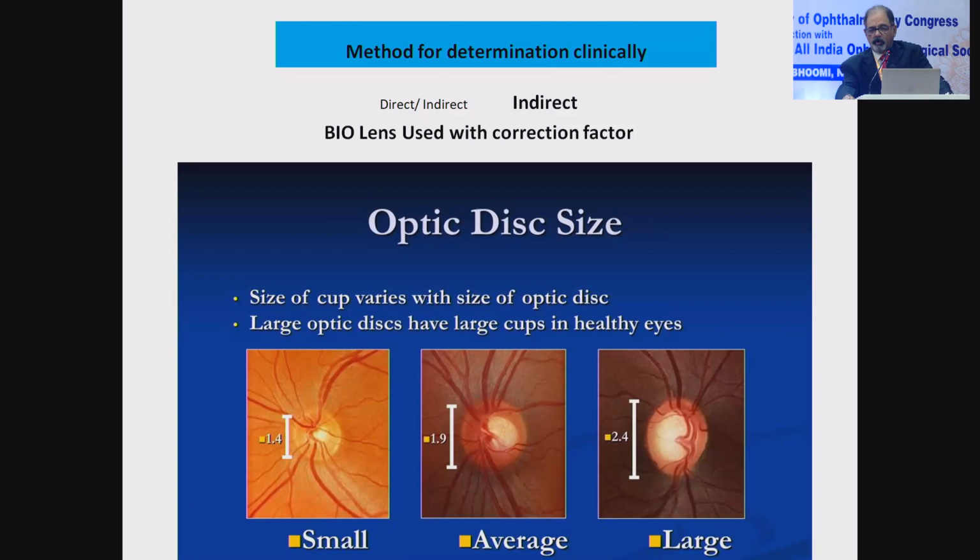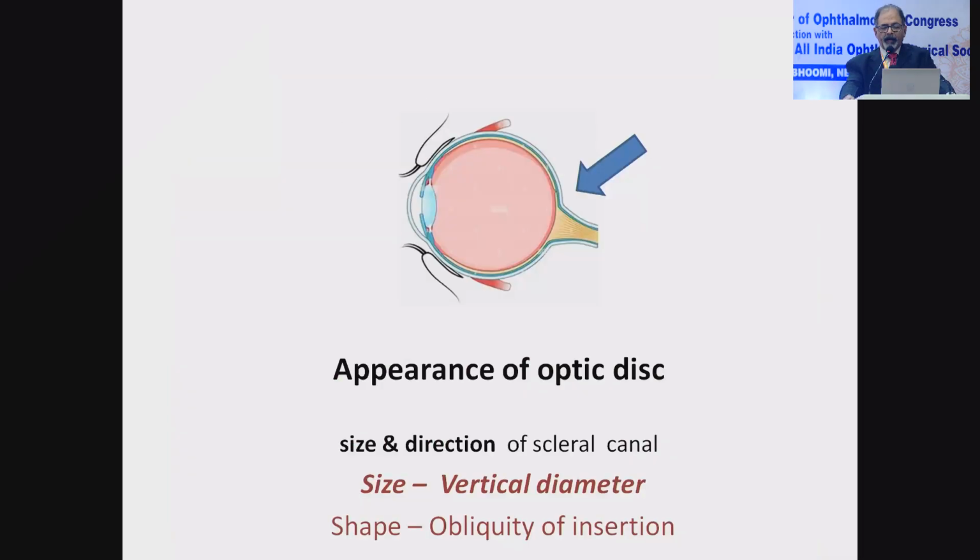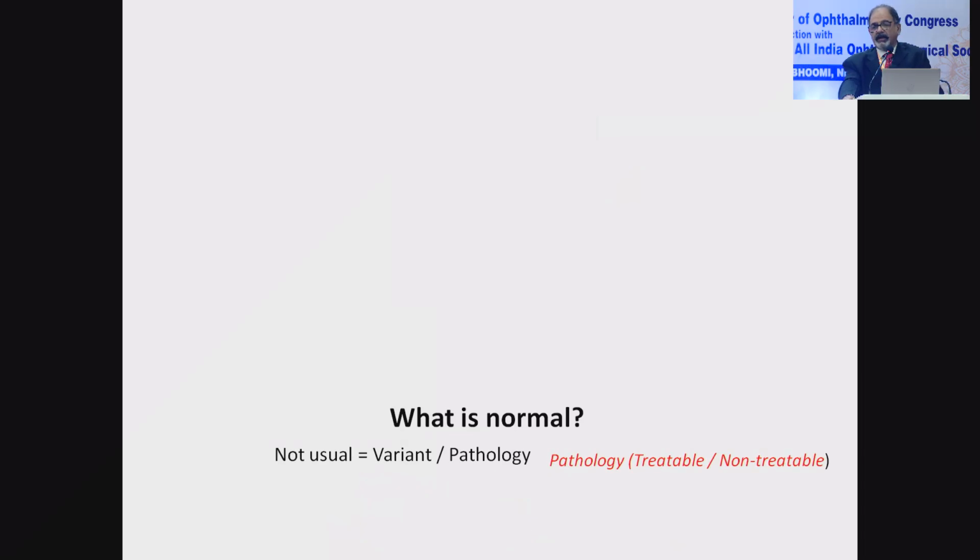There are various normals. I don't know what is normal, but I call it average, I call it typical. And the appearance will not only be dictated by the scleral canal, it will be dictated by how the nerve comes and attaches itself to the eye. And what I as a clinician want to know is, number one, is it a pathology or not? And number two, is the pathology treatable or not?